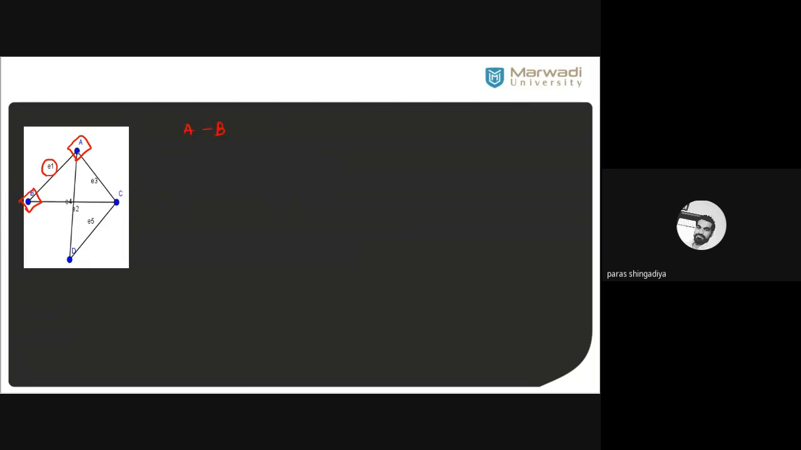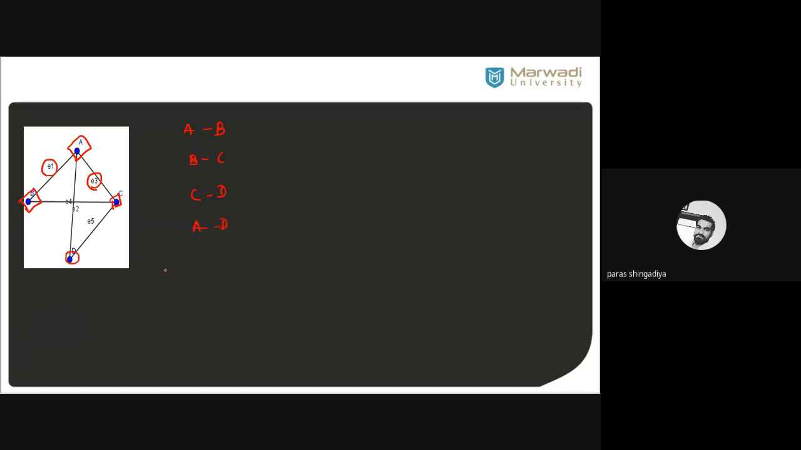Next is B and C. So B and C are also adjacent vertices. Why are they adjacent? Because they are connected by one common edge, that is E3. Clear? Similarly, C and D are also adjacent vertices. Then A and D are also adjacent vertices.